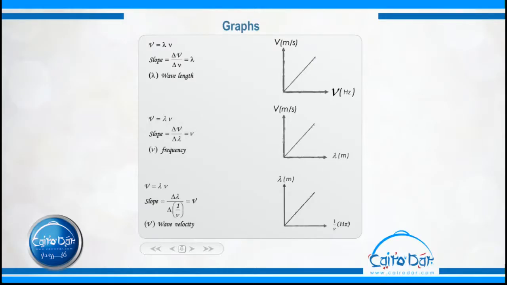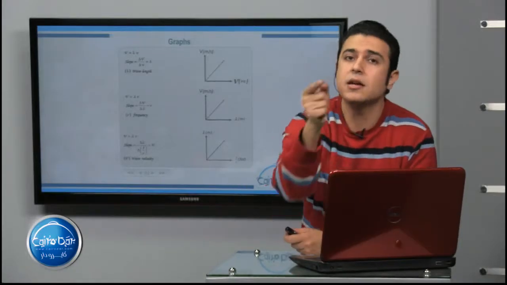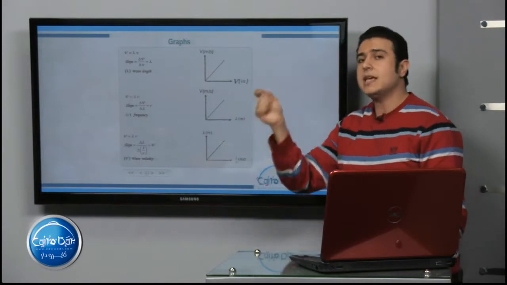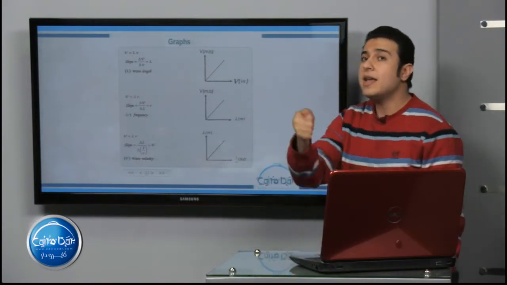Finally, lambda and 1 over nu. Lambda divided by 1 over nu means lambda times nu. Lambda times nu equals velocity. So lambda divided by 1 over nu equals lambda times nu equals v, which is the wave velocity.